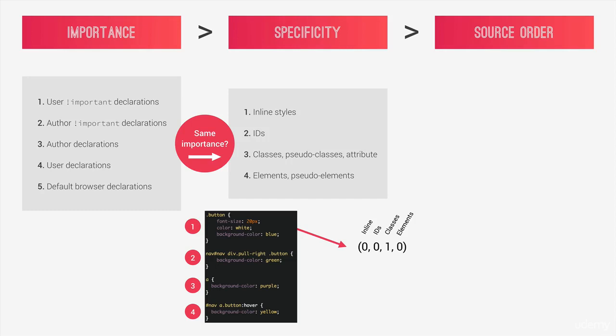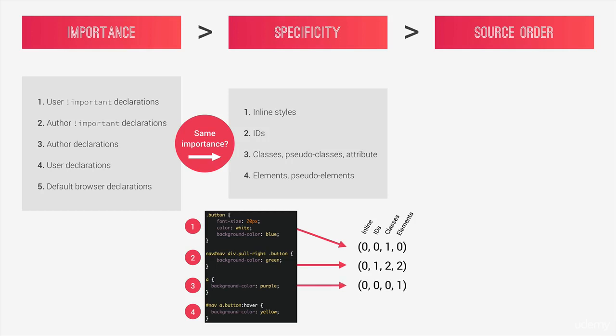Great. Let's now compare it to the others. The next one is also not an inline style, so 0 for the first one. Now, here we actually have an ID selector for the nav ID, right? So it's a 1 for the ID. We also have 2 classes, pull right and button, so it's a 2 for the classes category. And finally, there are also 2 element selectors here, the nav element and the div element, which means that it's also a 2 for the elements category. So finally, the specificity of this selector is 0, 1, 2, 2, which is actually a highly specific selector.